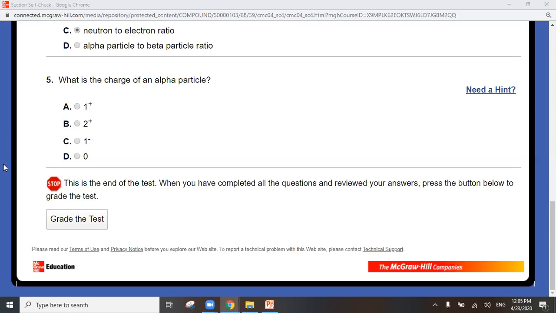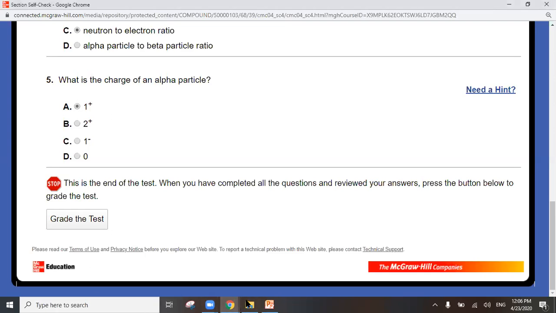Answer please the last question. What is the charge of an alpha particle? I think the charge of alpha particles.